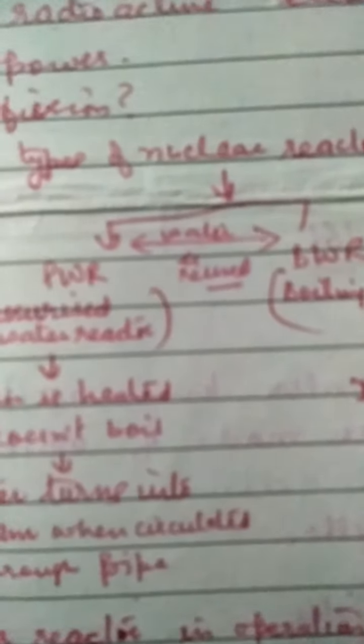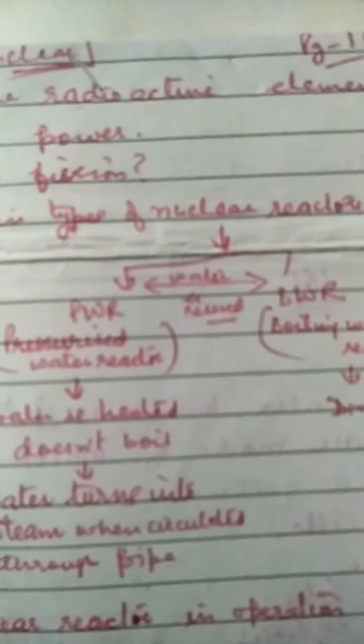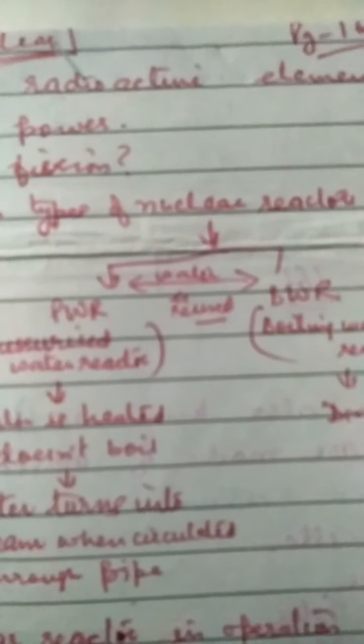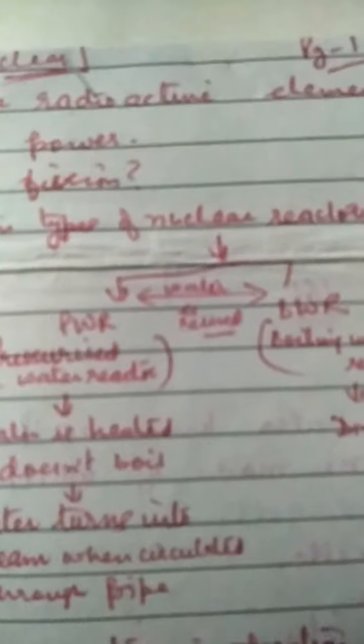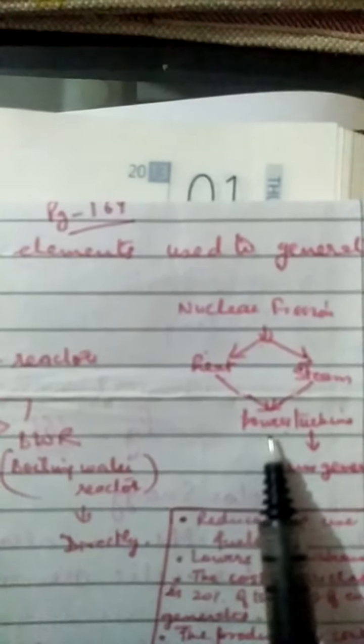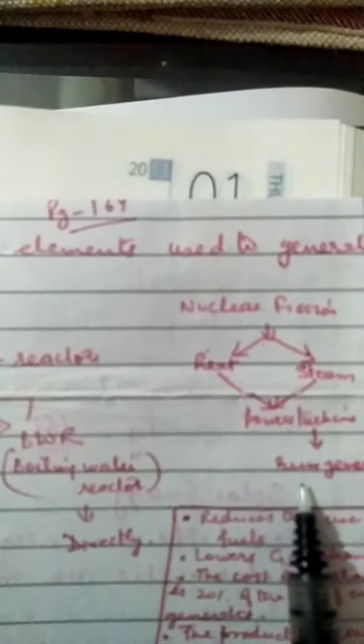Next source of energy is nuclear. Now, this nuclear energy is generated by the radioactive elements uranium and thorium. What is nuclear fission? Because of nuclear fission, heat and steam are generated, and they give power to the turbine and the generator starts.